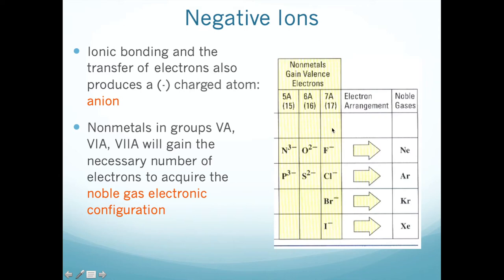Again, the group your nonmetal is in will tell you the charge of the ion it will form. So your group 17 nonmetals will have a 1 minus charge, your group 16 nonmetals will have a 2 minus charge, and your group 15 nonmetals will have a 3 minus charge. Again, notice that we're stopping at phosphorus and sulfur.